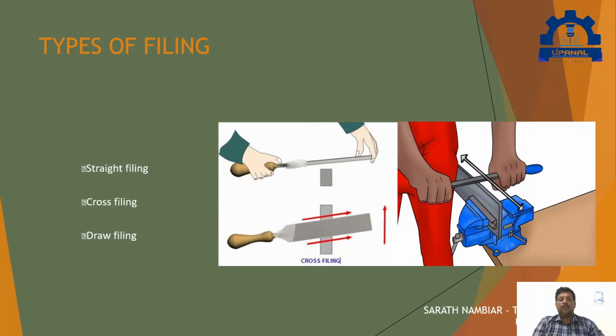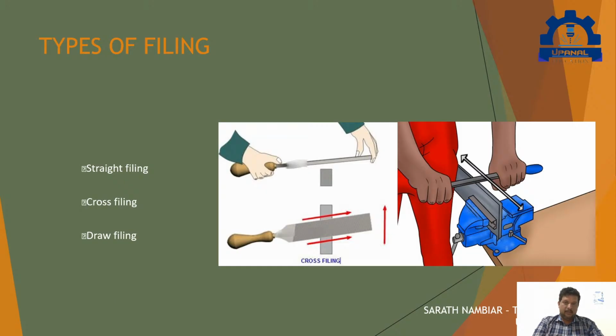Now we are going to the types of filing. What are the types of filing? It is how we file. We have straight filing, cross filing, and draw filing. Draw filing is normally not done; it is used sometimes, very rarely.